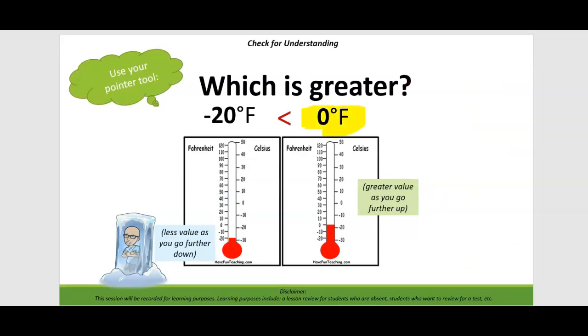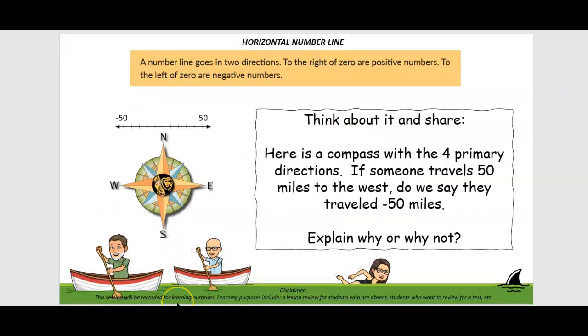So 0 is actually higher than -20. Where's 0 at on here? Well, that's -50. There's 50. It's going to be right in the middle, isn't it?